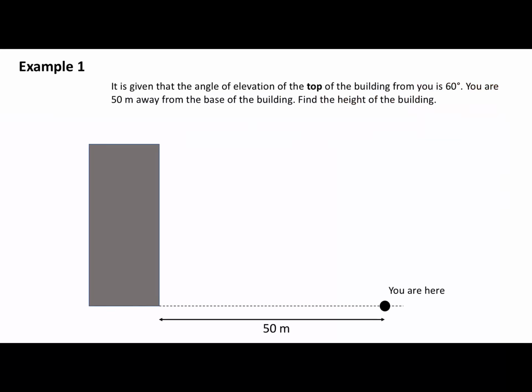Okay, let's proceed with example 1. Now please pause the video and read the example carefully. You are shown here a building and you are the black circle down there. You are given the angle of elevation is 60 degrees, but it's not drawn for you. So before you can do anything or calculate anything, logically you need to draw the angle of elevation. And recall, to draw, you need to do 3 things. First, identify which is which. Yes, the top of the building is the object being looked at, and you are the object which is looking.